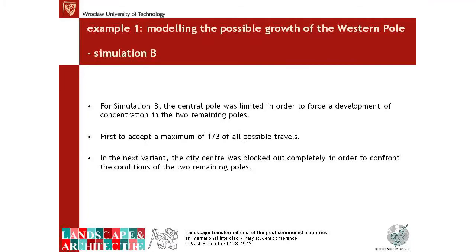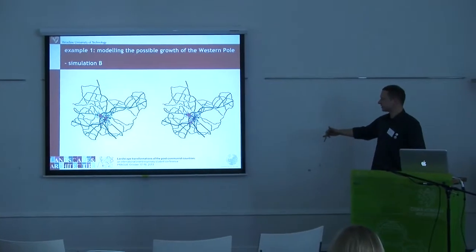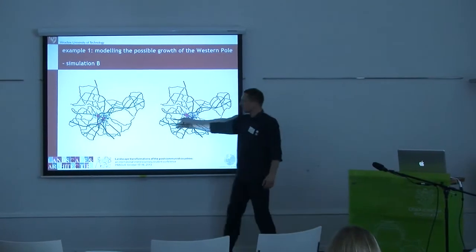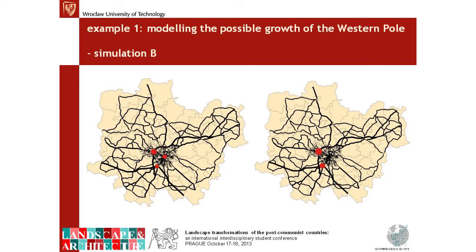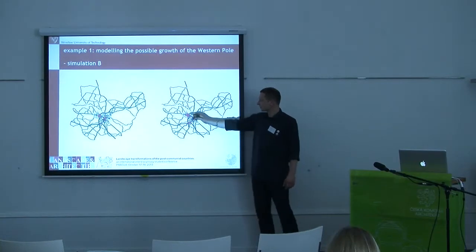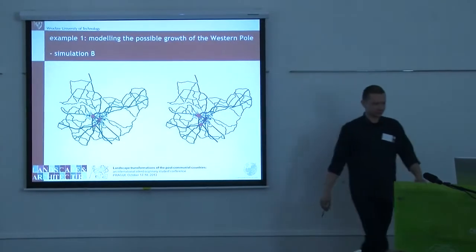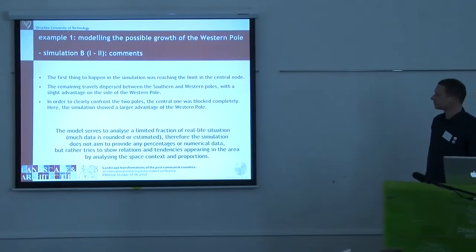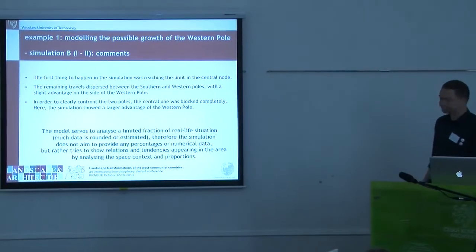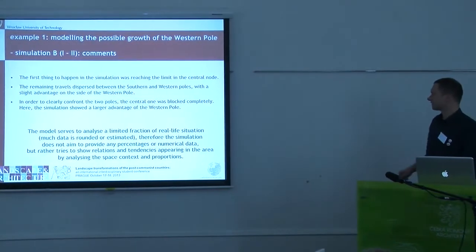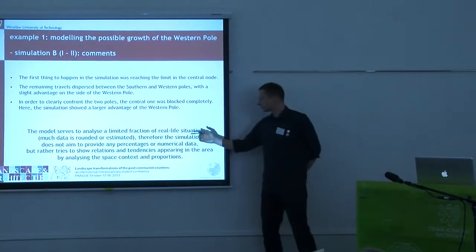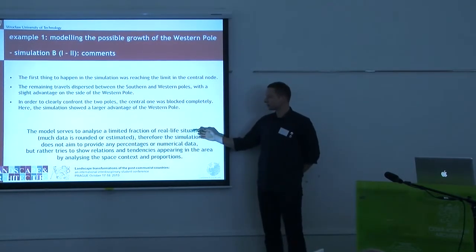In simulation B, we limited the city center first to 1/3 of all travels, and then to 0. And the simulation in both cases showed a slight advantage of the western pole over the southern pole. To comment shortly, I've said that already.